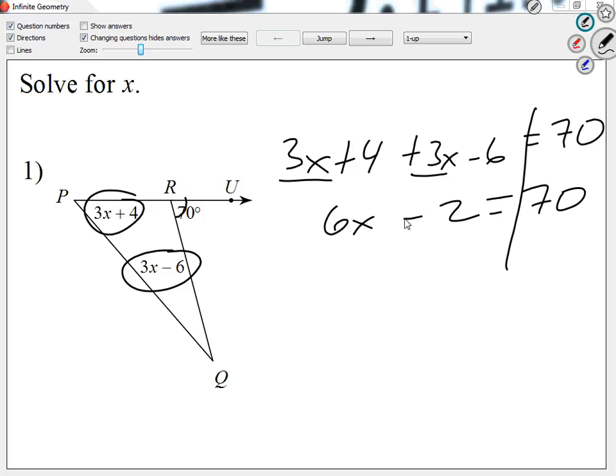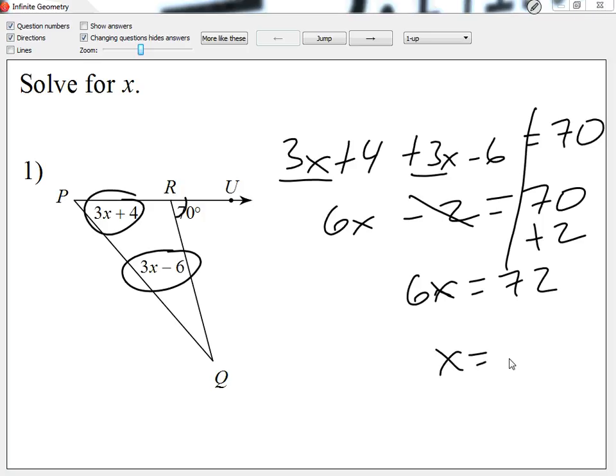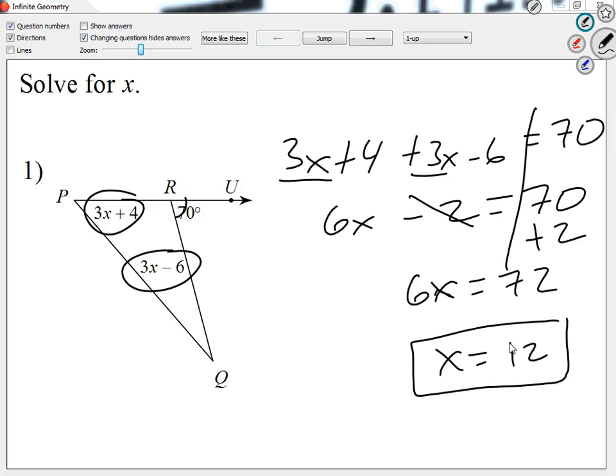Alright, we just simplified it. Then minus 2, let me move it to the other side as a plus 2. 6x is equal to, how much is 70 plus 2? 72. So 6 times x equals 72. What's x? 12. X is equal to 12. Right, that's it. Add the two interior angles and equal the exterior angle. Right, so add the two interior angles and equals the one exterior angle. That's all we do.